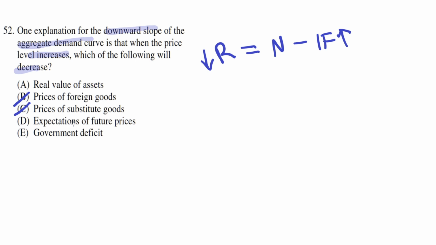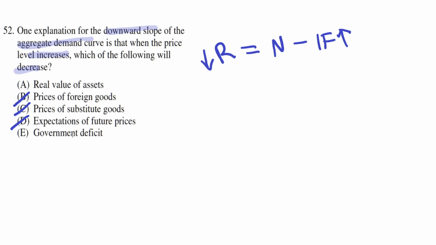D, expectations of future profit. This is incorrect because there is no consideration of expectations of future profits when the price level has increased. So when the price level increases, it is independent of the expectations of future profit. So D is incorrect.